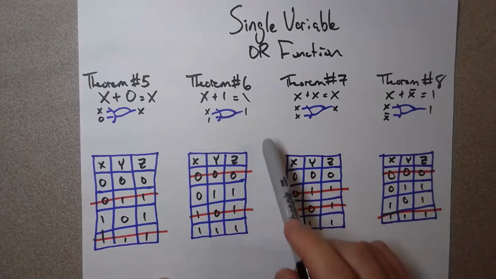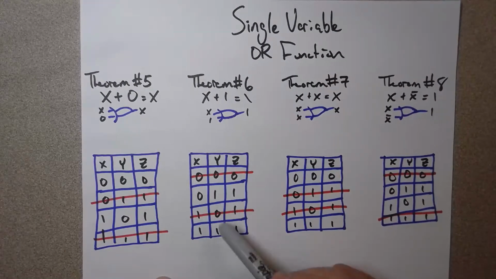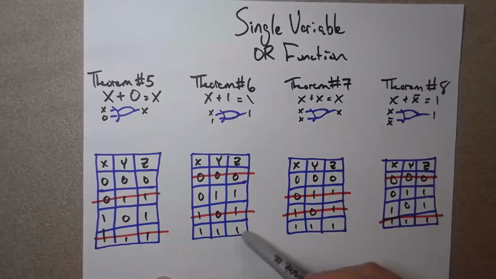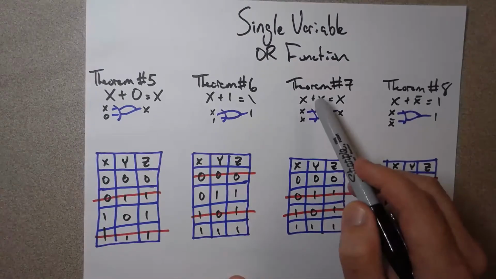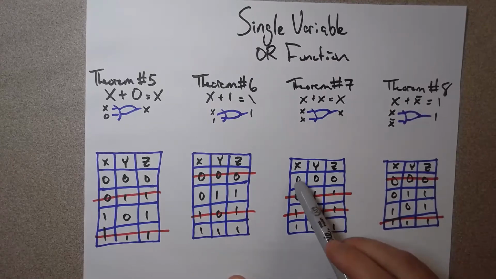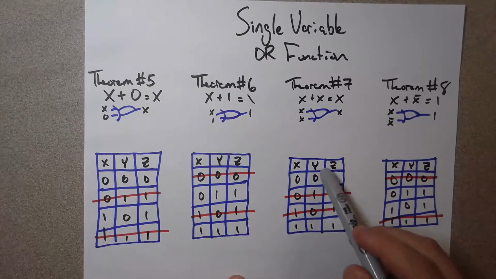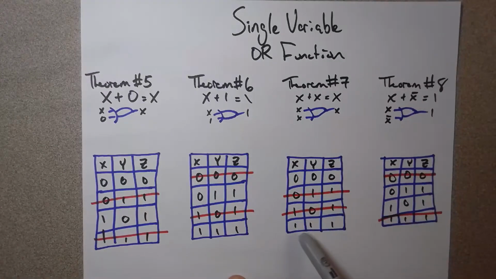x or 1 is always going to be equal to 1, because no matter what x is, you'll have a 1 on the other side, which gives you an output of 1. x or x is going to be equal to x. If you've got the 2 equal here, they're both 0, your output's going to be 0. If they're both 1, your output's going to be 1.